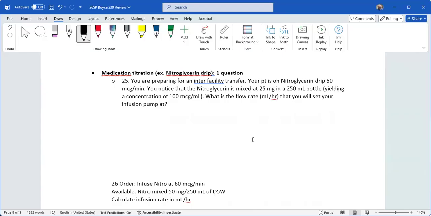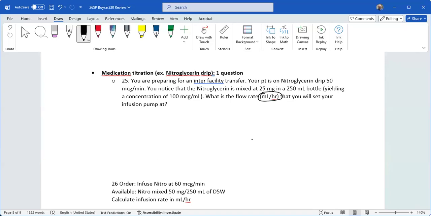Can you convert minutes to hours? It's just asking you to do a couple extra kind of conversions in that regard. Remember, when it asks you what you set your infusion rate to, if it doesn't give you a drop factor, they're typically asking you milliliters per hour. And I'm mentioning that just in case they don't tell you outright that it's milliliters per hour.